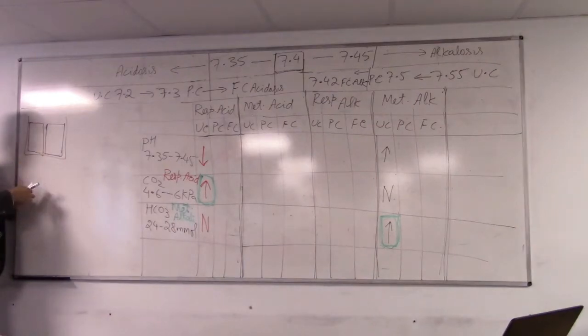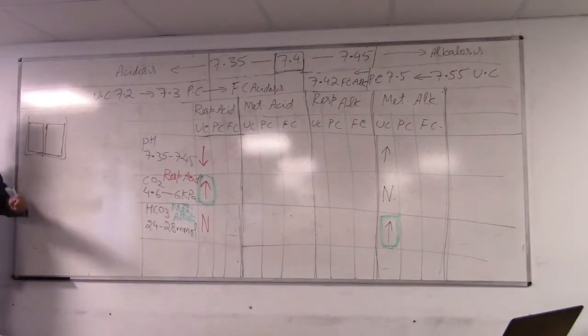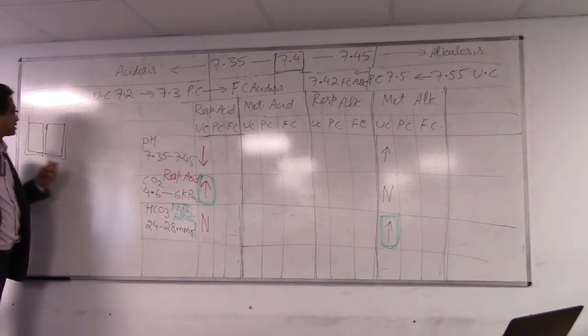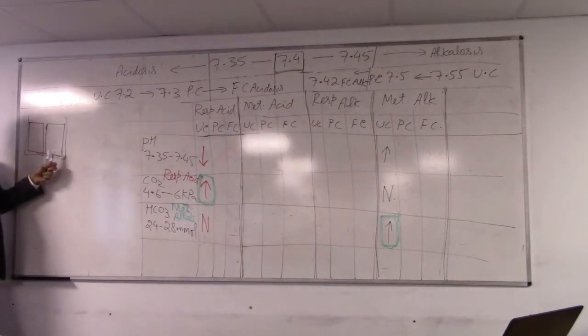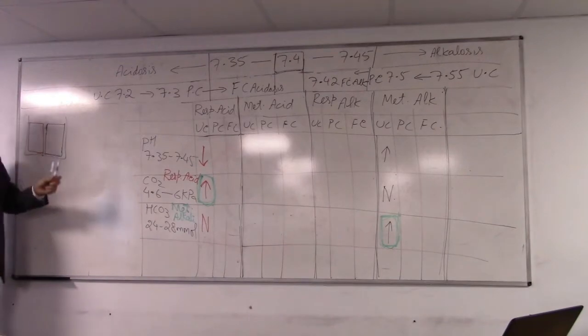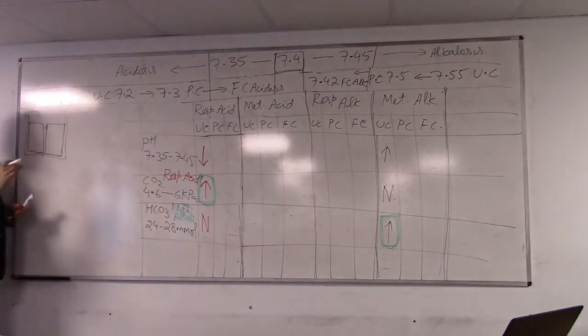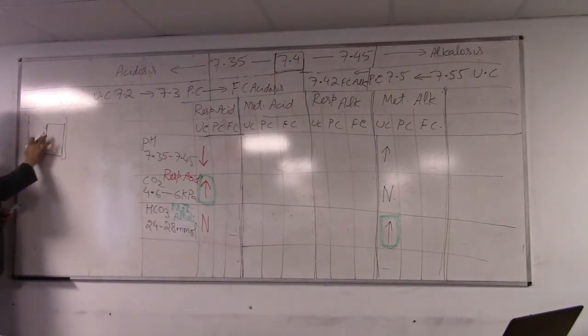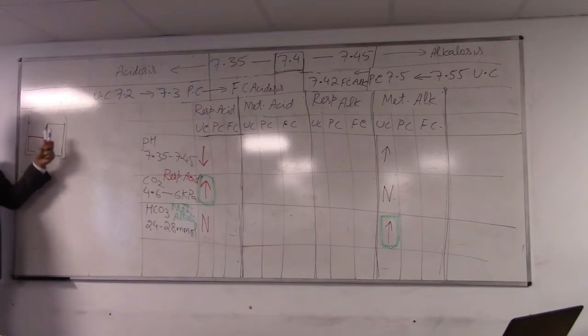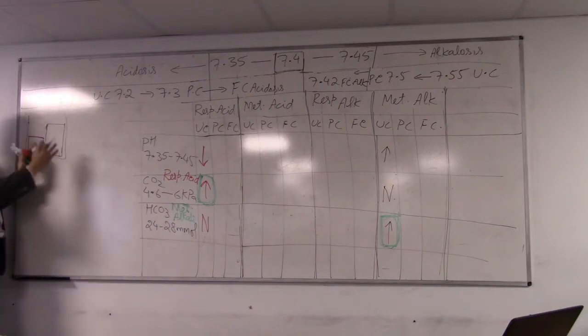Okay, so just remember, try to understand here. When I say pH is normal range, means that there's an equal amount of acid and equal amount of alkali. That's why the pH is normal, between 7.35 to 7.45. But if I decrease the acid content here, what do you think will happen to the blood? Alkalosis. Do you understand? So blood will become alkalotic because alkali is high there.